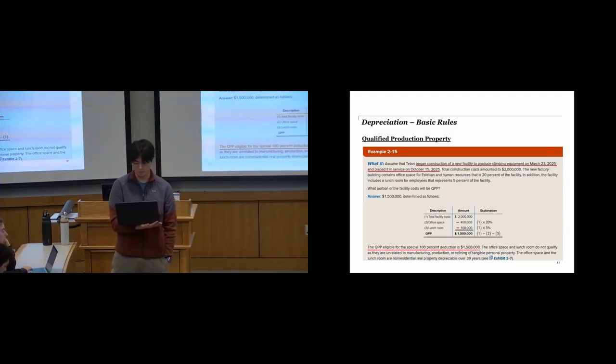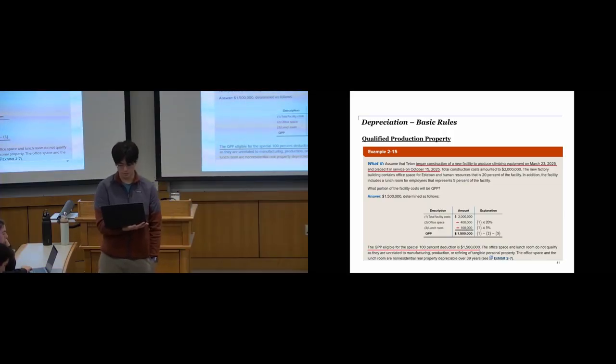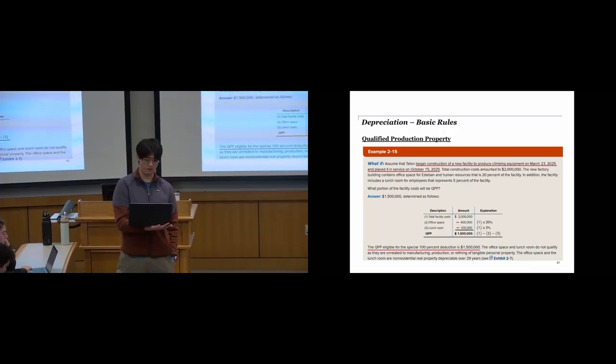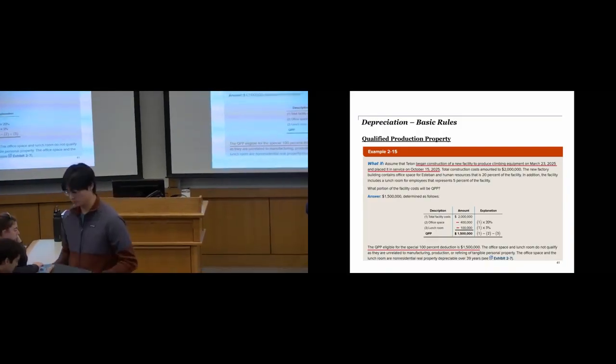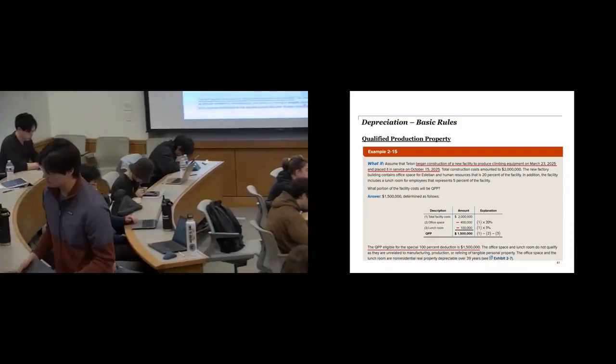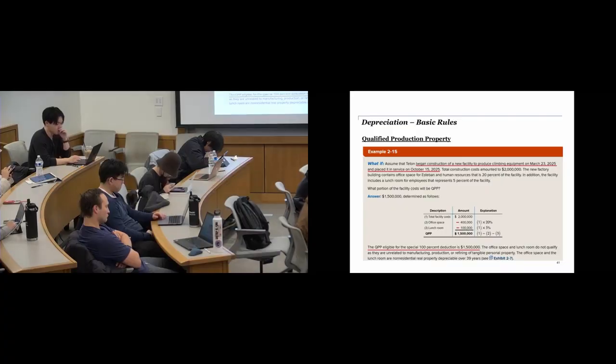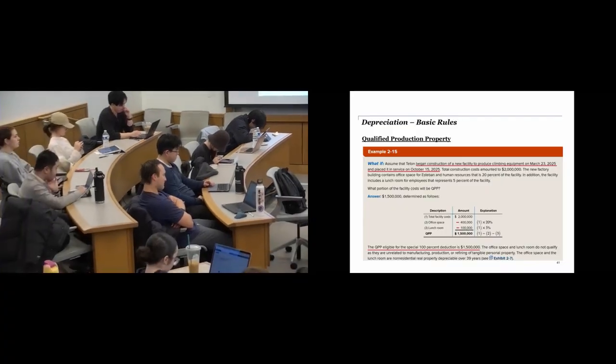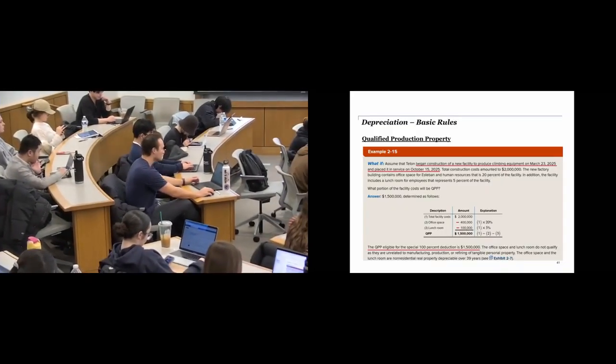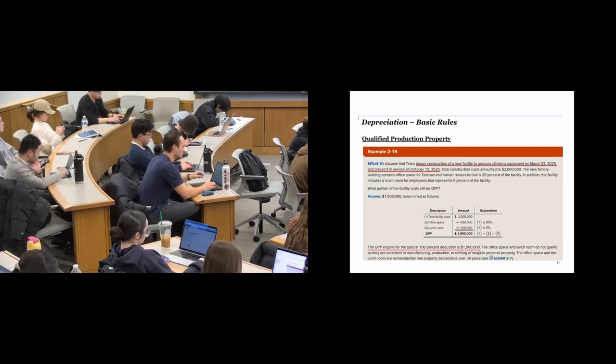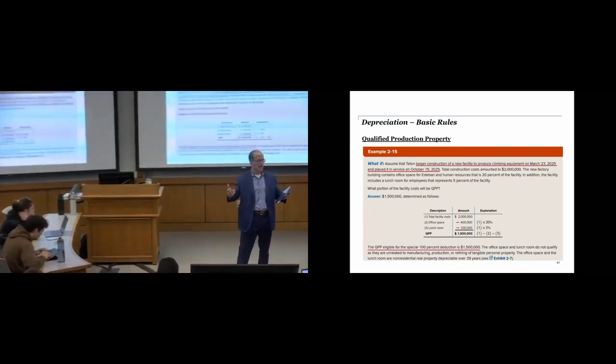A portion of the facility cost will be QPP, and the answer is $1.5 million because you have to deduct the $500,000 that won't be used for. Yeah, so it's qualified production activity. They're looking for just that area of the facility that's used to make something. Right? The focus here is on manufacturing jobs. That's what I'm trying to bring back to the United States or create in the United States.